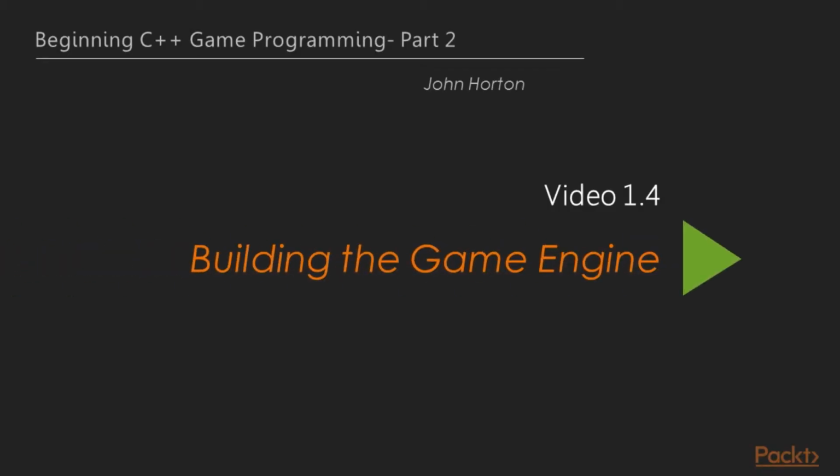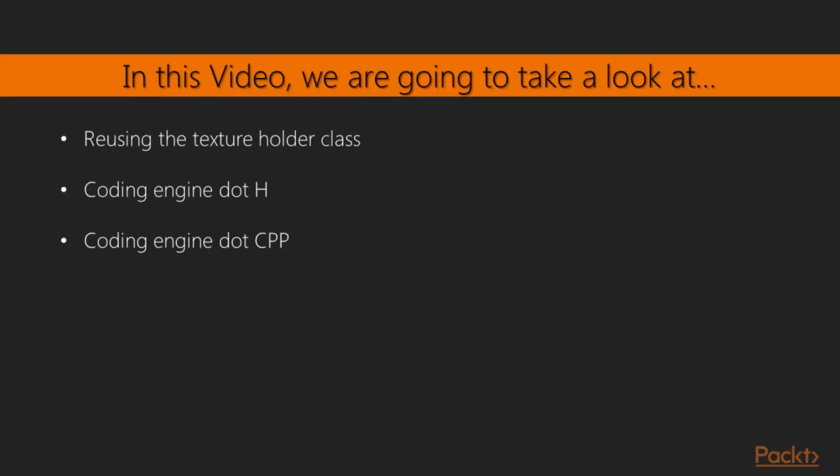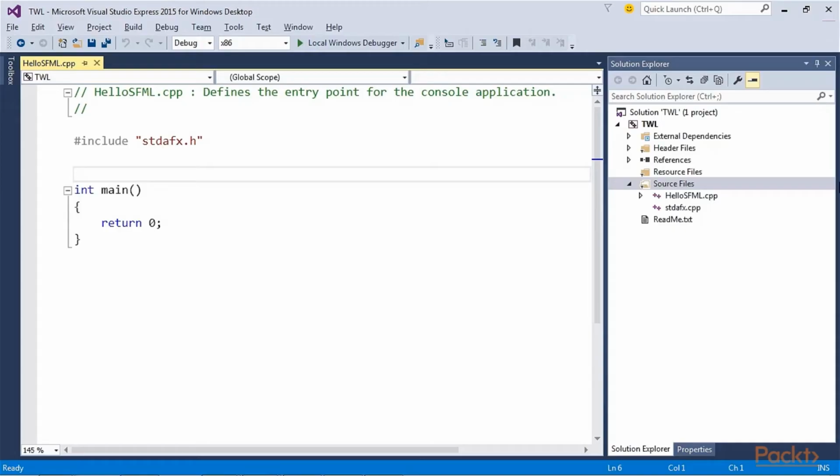Hi! This video is about building the game engine. In the last video, we learned structuring the Thomas Was Late code. In this video, we're going to take a look at reusing the TextureHolder class and coding Engine.h and Engine.cpp. As suggested in the previous discussion, we will code a class called Engine that will control and bind together the different parts of the Thomas Was Late game.